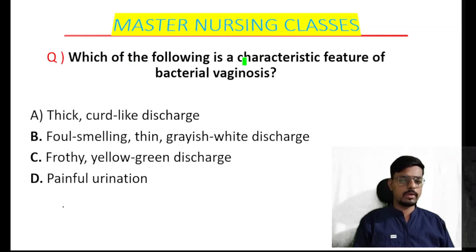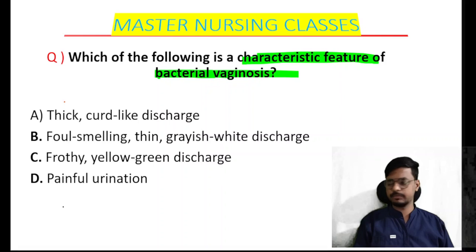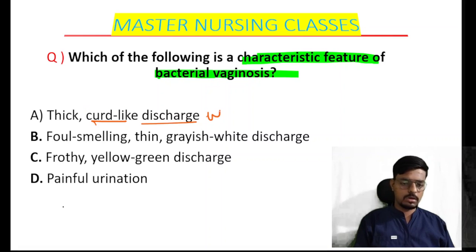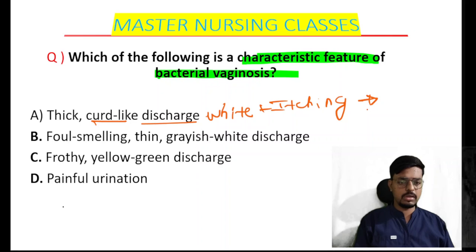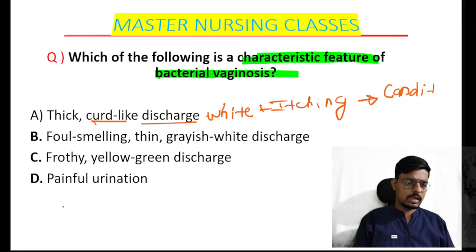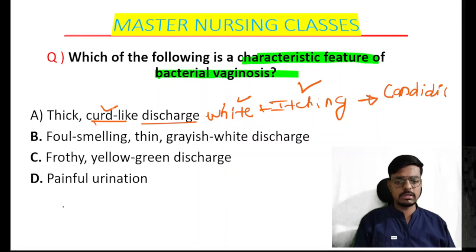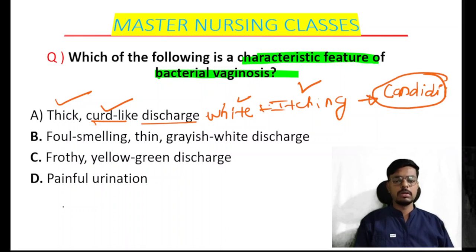The question is very simple. Which of the following is the characteristic feature of bacterial vaginosis? Option A: thick curd-like discharge. Students, thick curd-like white discharge with intense itching, or pruritus, at the vaginal area will be seen in vaginal candidiasis. The patient has intense itching and thick white curd-like discharge. This will not be seen in bacterial vaginosis. So option A is eliminated.